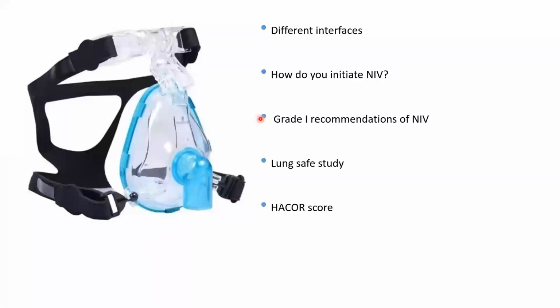So about this HACOR score? Yes, sir. We can predict the failure of NIV based on this score. Just briefly, the components; I don't want the score numbers. H is for hypoxia? Heart rate. A is for acidosis. C is for confusion, GCS. O is for oxygenation. R is for respiratory rate.